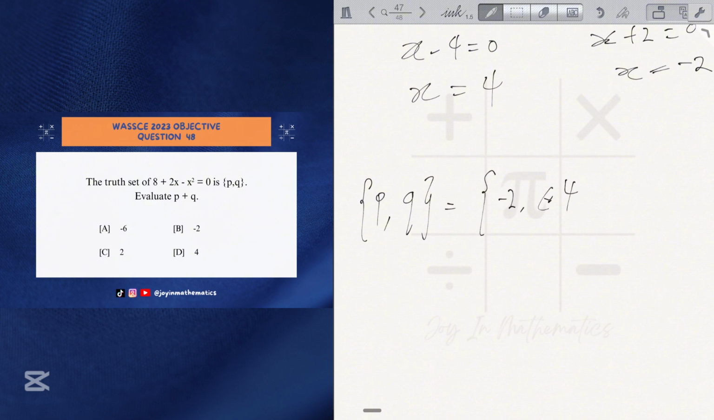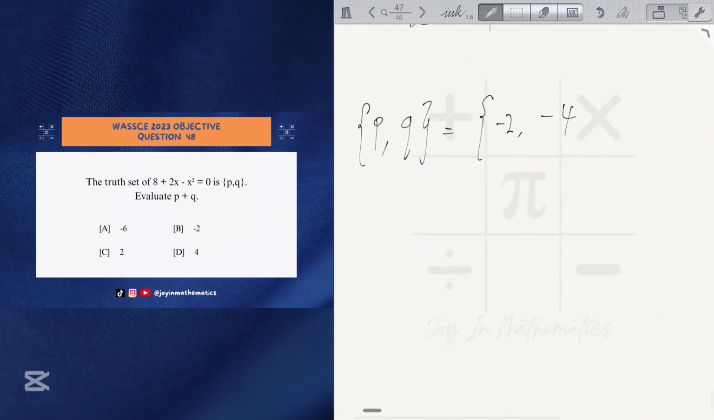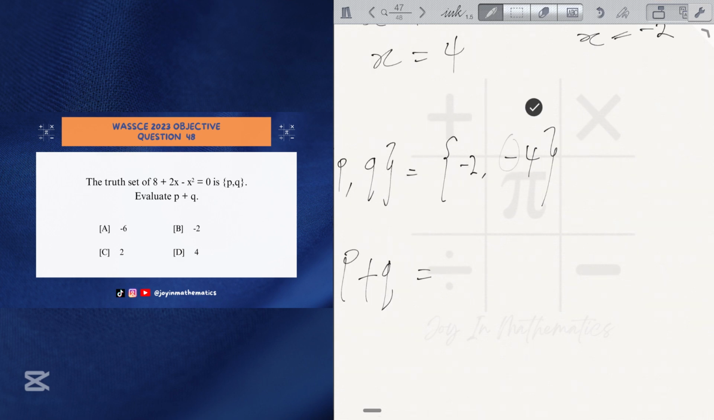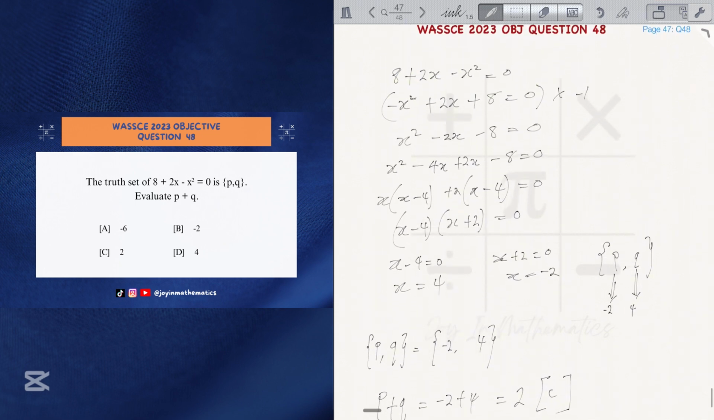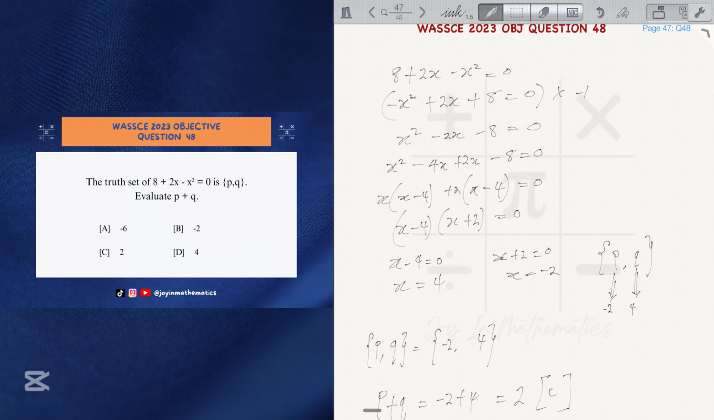So the question says, what is P plus Q? Evaluate P plus Q. So P plus Q is simply equal to minus 2 plus 4, and minus 2 plus 4 is equal to 2. 2 is equivalent to option C. So we can see we just took our time to solve the quadratic equation using the factorization method, made the substitution of P and Q, and we have the final answer to be 2.